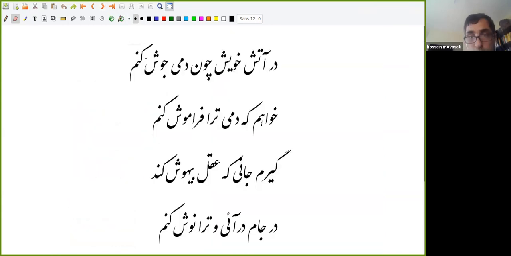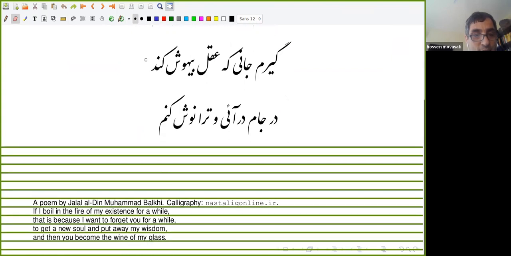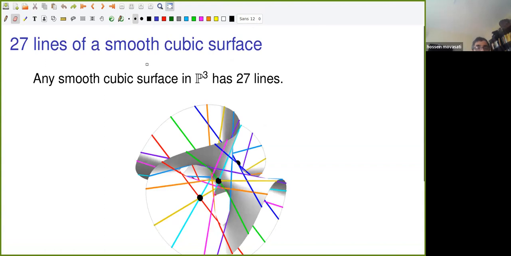I have put some Persian poem here. This poem shows my feeling regarding Hodge theory. For a moment, I want really to forget Hodge theory because I did so much computation that at some point I was very tired of all my computations. But let's start.